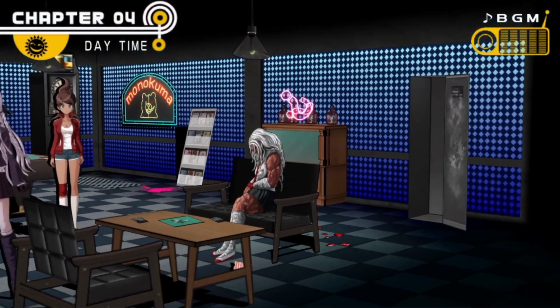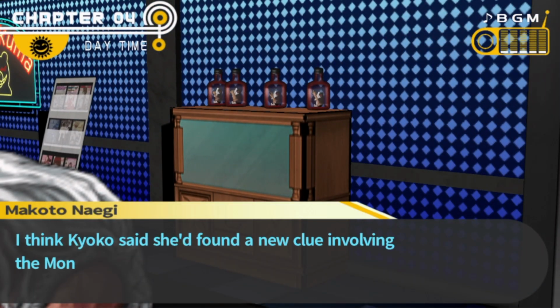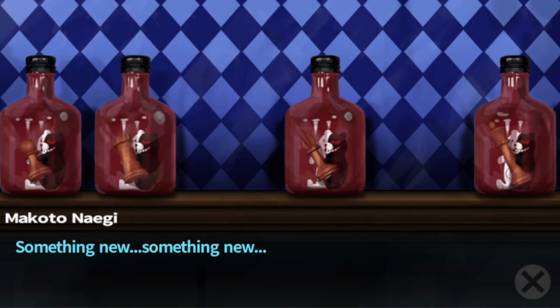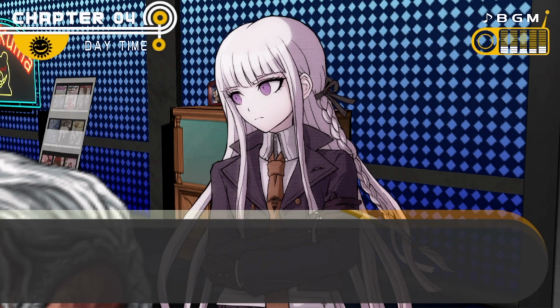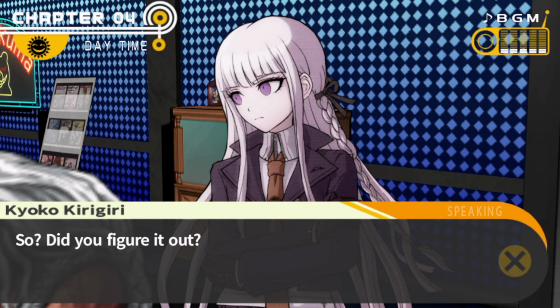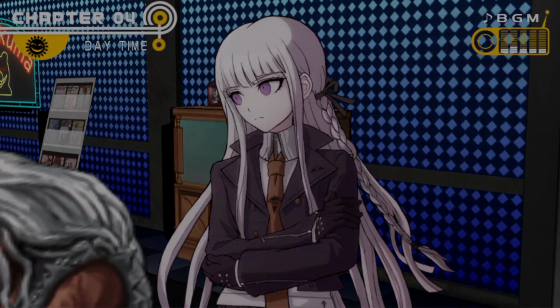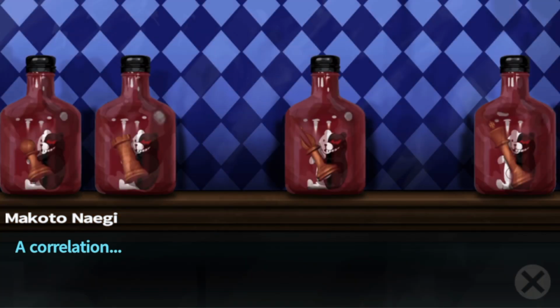Okay, the bottles. I think Kyoko said she found a new clue involving the Monokuma bottles. Something new. Hey, so, did you figure it out? There's a hidden correlation between all the bottles. Pay careful attention and you're sure to find it. But they all have chess pieces in it?